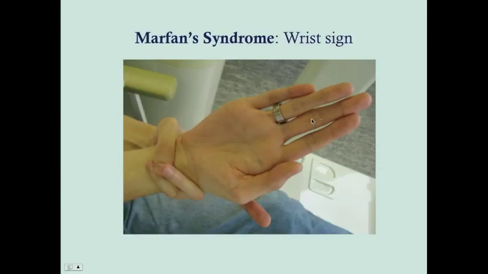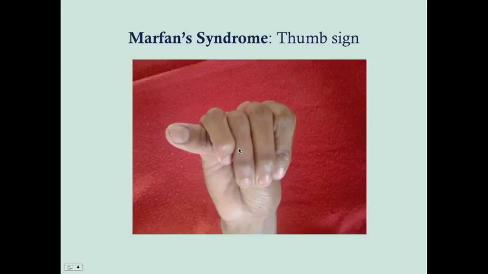So you can see that this patient has really long fingers. We can call those piano fingers. This is the thumb sign. So when you close your fingers with your thumb flat against your hand, the thumb should not go past the ulnar side of the forearm.